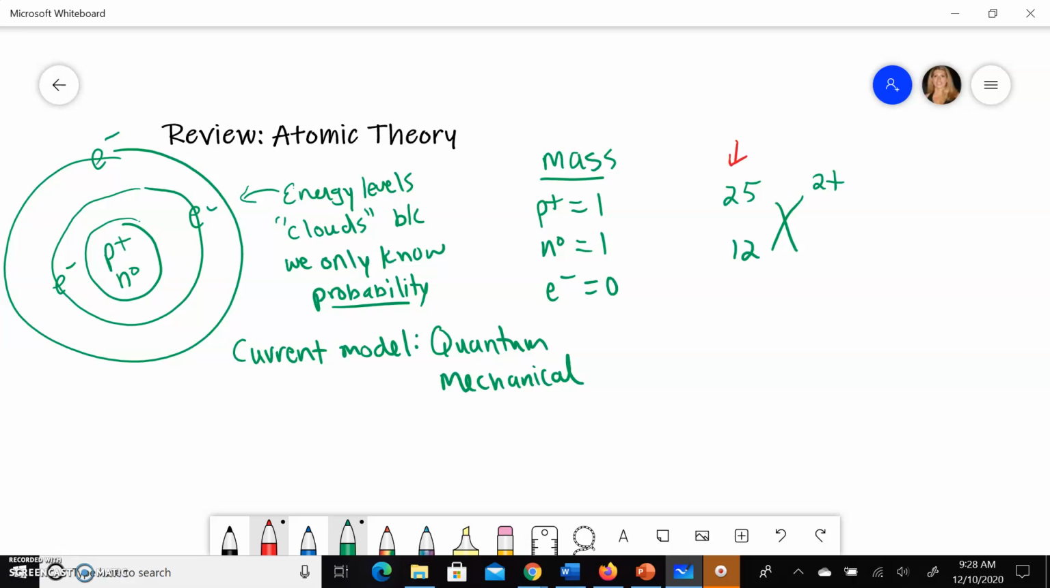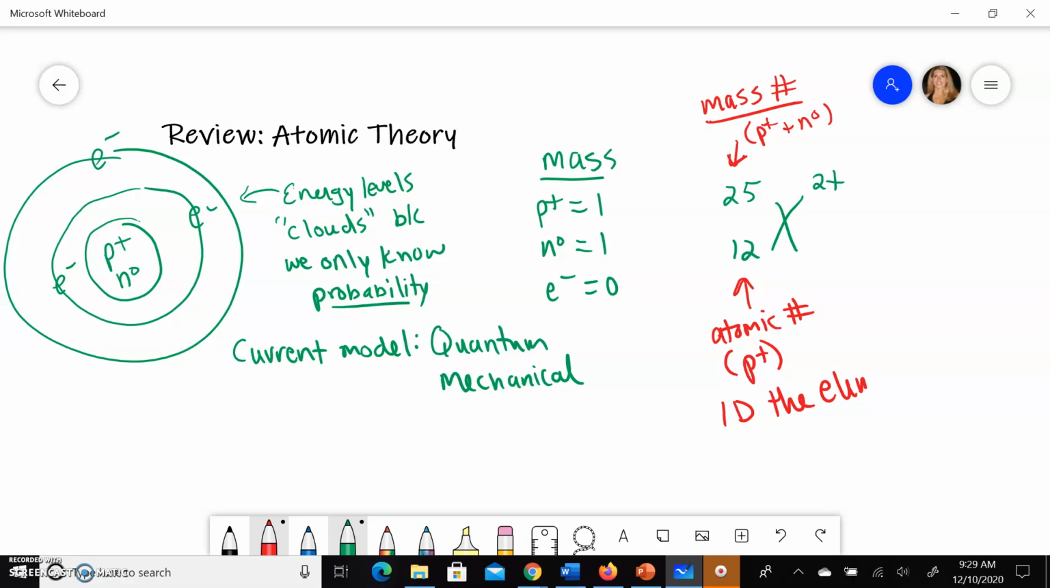This top number here is called the mass number. And this includes both the protons and the neutrons because they both weigh something. It does not include the electrons because, like I said, they're so close to 0 that we consider them to weigh nothing. Then we have this bottom number here. This is called the atomic number. And this is the number of protons. The reason this one is important is because this one identifies the element. So in other words, however many protons it has, that determines which element that particular atom is.